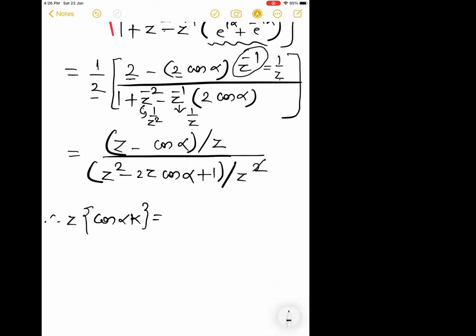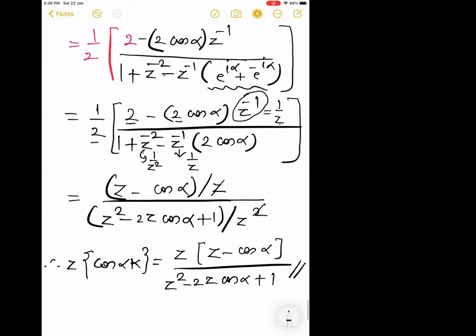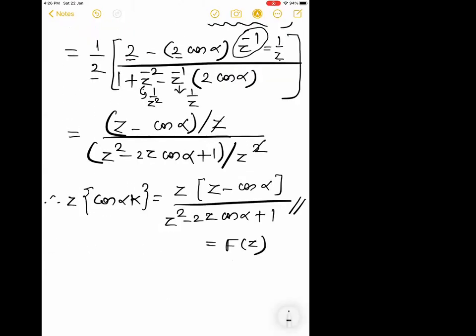So this z square is cancelling with the numerator. And we are going to get this z will come to the numerator and we'll get z into bracket z minus cos alpha upon z square minus 2z cos alpha plus 1. That is actually the z transform of the cosine function cos of alpha k. Now here one more thing we have not calculated, so that also let us see. This is just the answer in the form of F(z) we got. This is your answer for F(z).